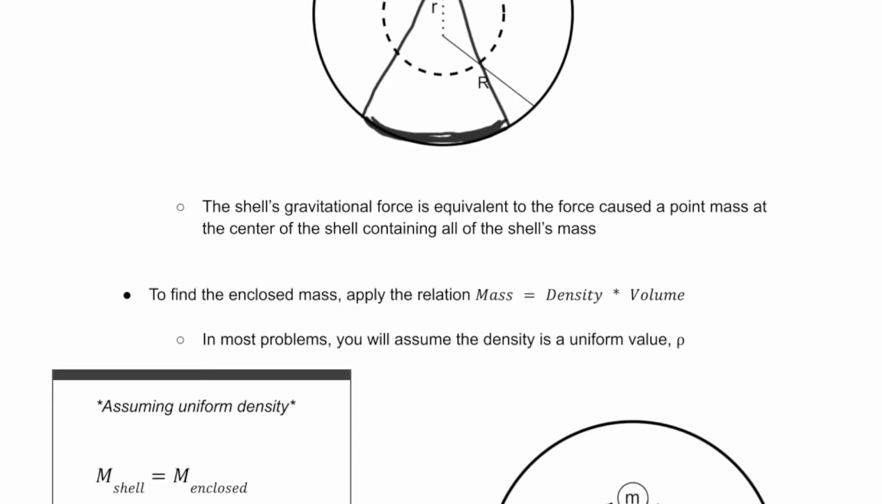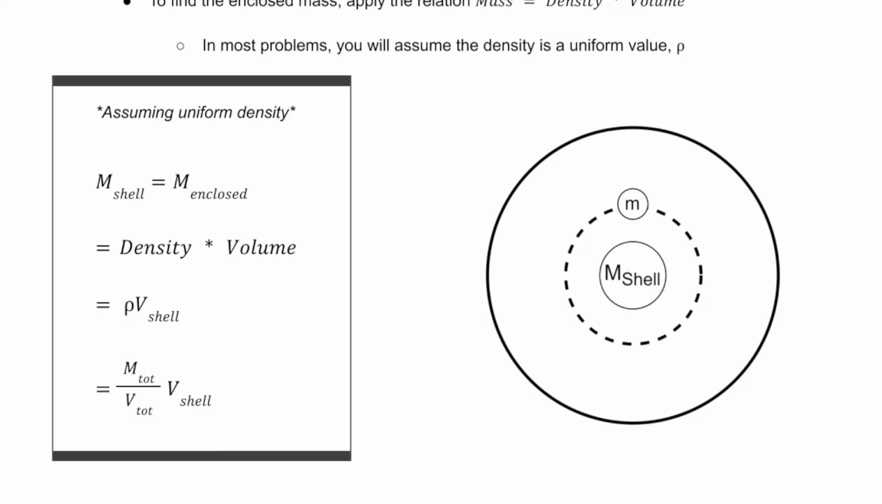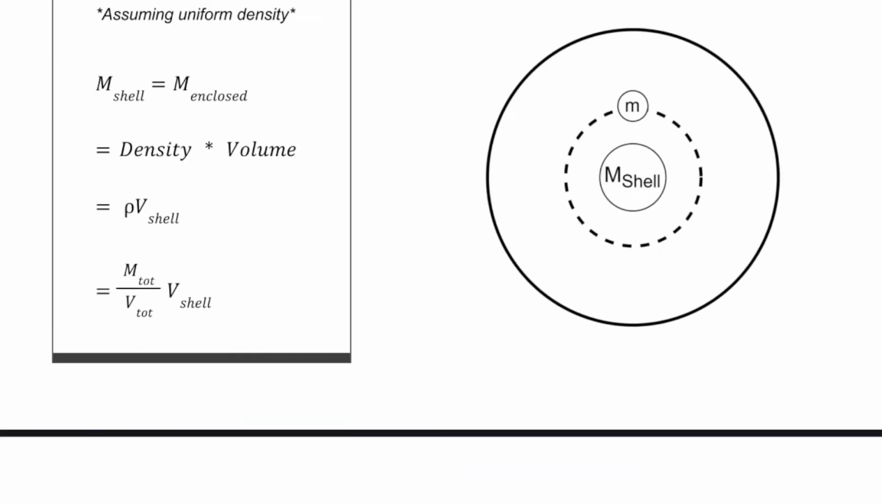And if you have a spherical planet, you can think of building it up as a bunch of shells. And we'll go through an example explaining how to do this. But if your planet has uniform density, that means that the mass beneath you is just going to be the mass of the shell, which is just the density times the volume, which you can think of as some sort of a volume fraction times the total mass.